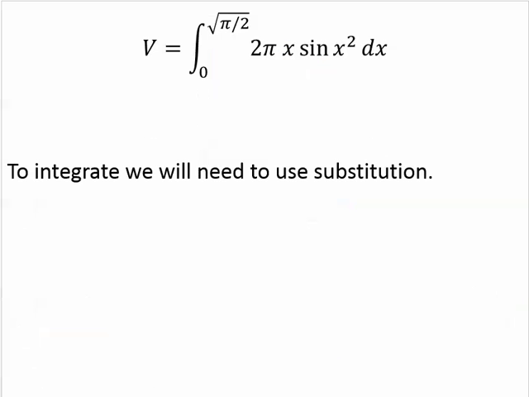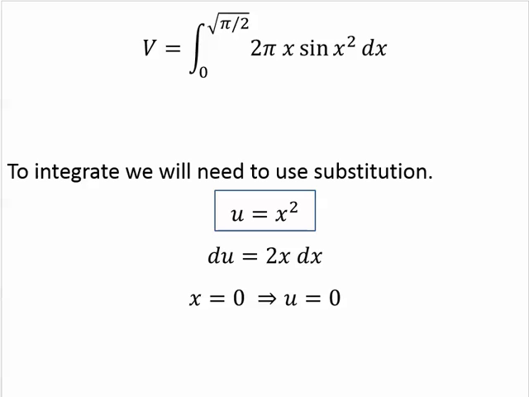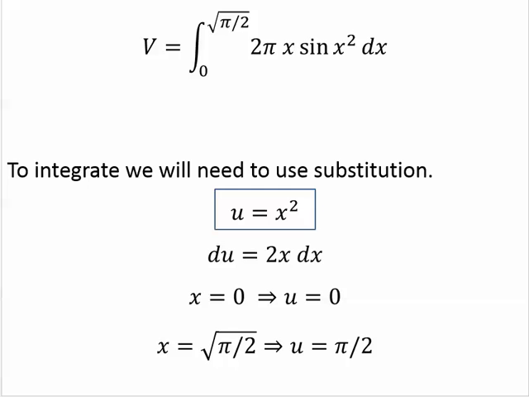To integrate, we need to use substitution. Let u equal x squared. In that case, what's the derivative of x squared? That's just 2x. So du is 2x dx. If x equals 0, u would have to be 0, because 0 squared is 0. Now, if x equals the square root of pi over 2, what's the square of that? u would have to be pi over 2.